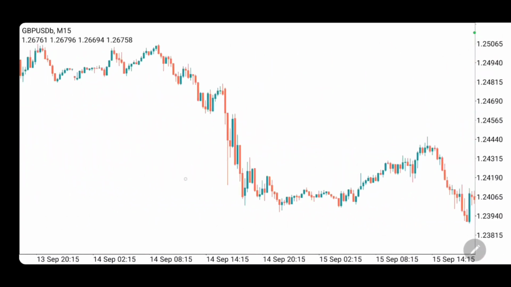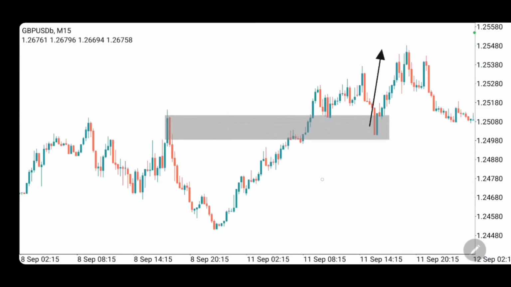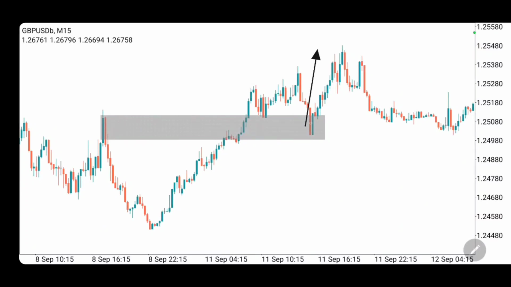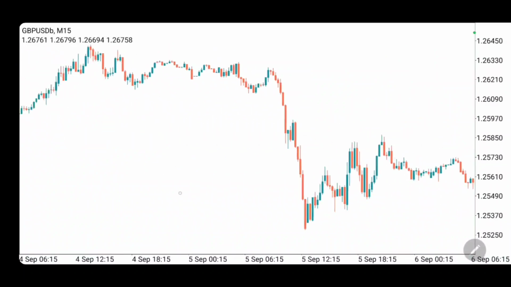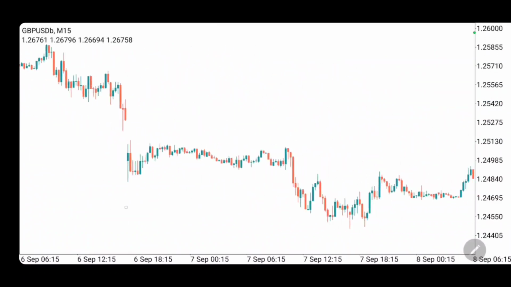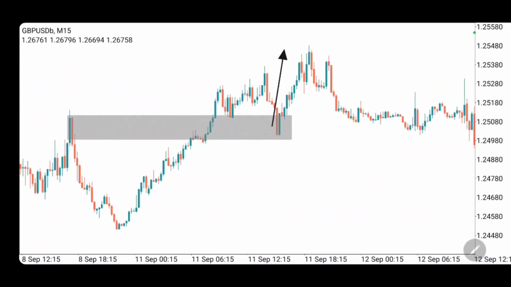All right. So that is it for this strategy. Just take time to view this strategy, depict it on your chart, and backtest it. Take time to backtest this strategy.